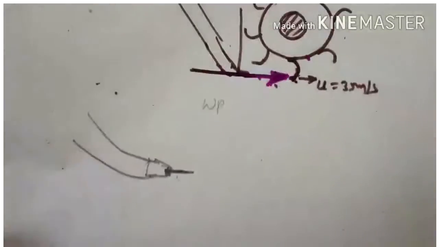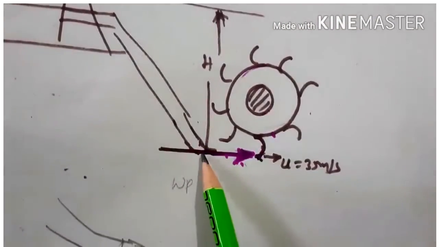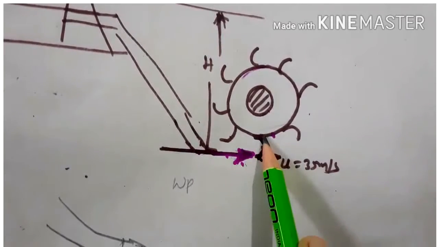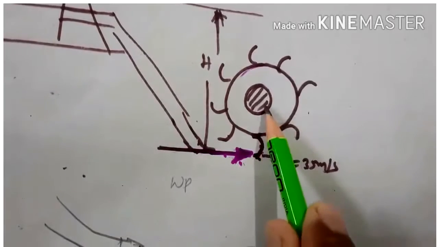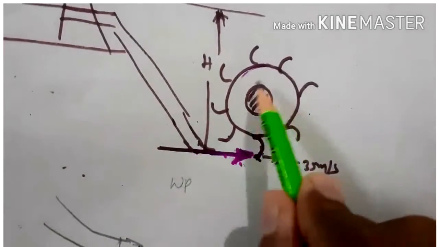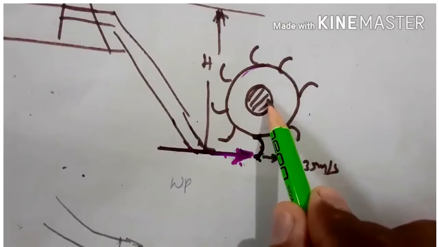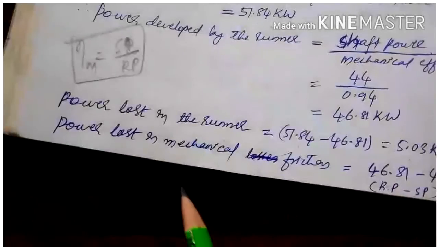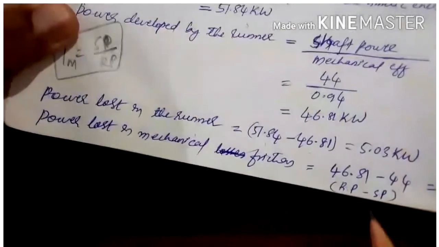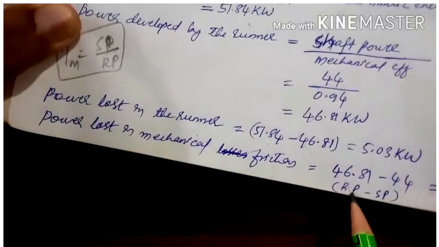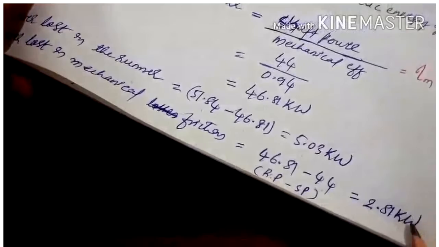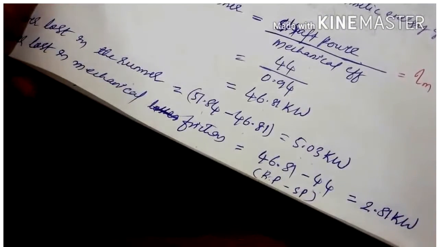In this one, first comes water power, then the power at the nozzle exit, then the power at the runner, and after the runner, the shaft power. But here the power available is given in the problem, that is 44 kilowatt, and we know the power available at the runner. Then the power lost in mechanical friction will be 46.81 minus 44, that is runner power minus shaft power. We get 2.81 kilowatt.